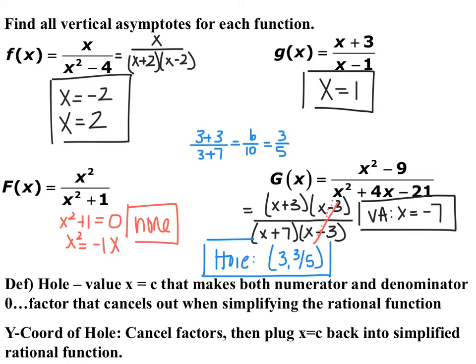Very, very rarely will the y coordinate be 0. So if you get y equals 0, you probably did something wrong. 0 divided by 0 is not, in fact, 0. Make sure you cancel this factor first before you plug that 3 in. Anything that makes the denominator 0 is either a vertical asymptote or a hole. It cannot be both. It's always one or the other.